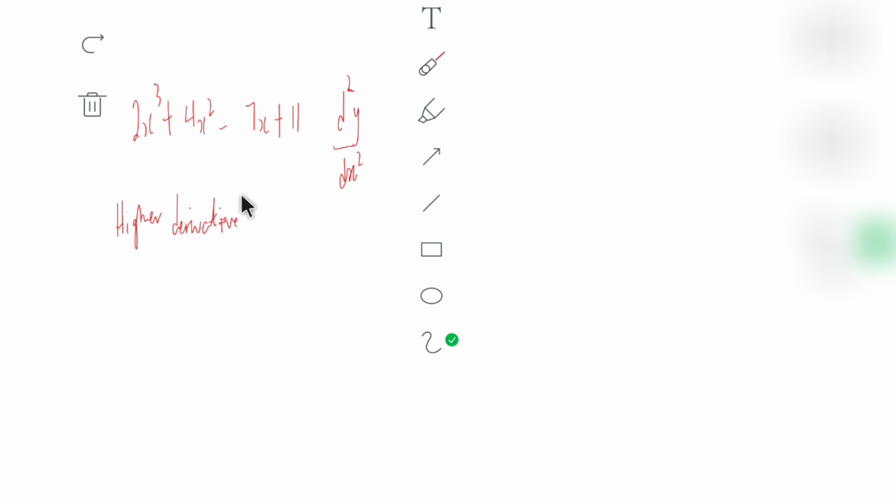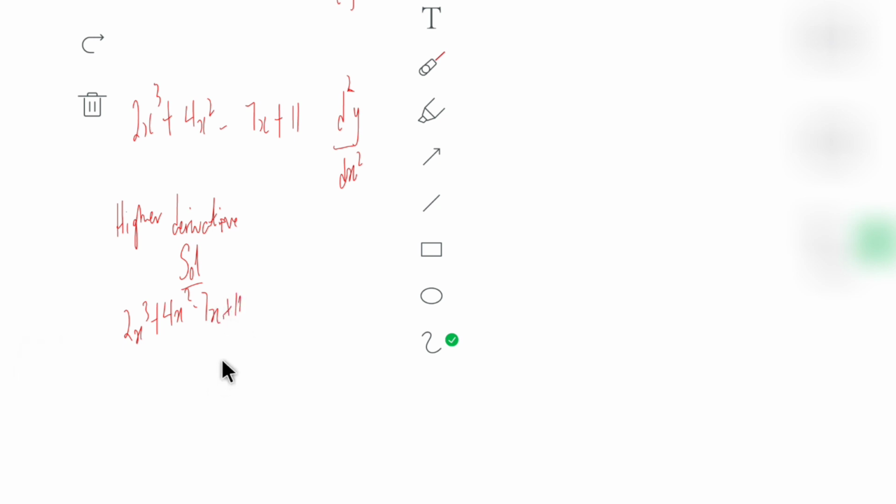Anyway, you see d squared y. Some questions tell you d cubed, differentiate 3 times. Some questions tell you d raised to power 4 y, differentiate 4 times, just like that. So let's proceed with this and see our answer here. Now solution. Alright, we have 2x cubed plus 4x squared minus 7x plus 11.